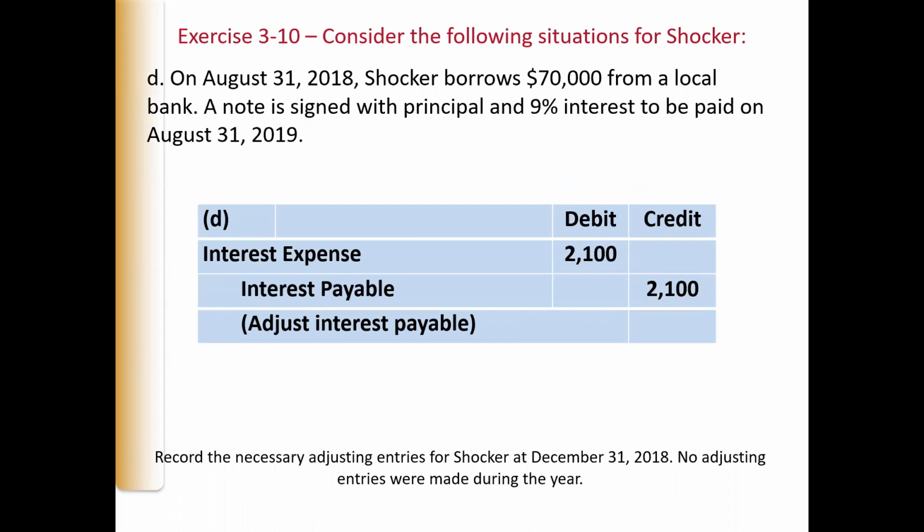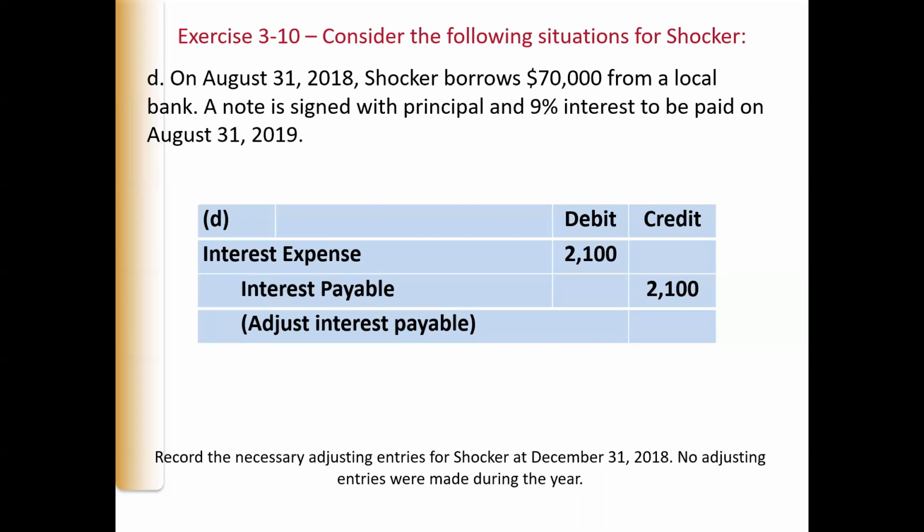On August 31st, 2018, Shocker borrows $70,000 from a local bank. A note is signed with principal and 9% interest to be paid on August 31st. This again also is an accrued expense. If we borrowed the money on August 31st, how many months have accrued? September, October, November, and December, 4 months.